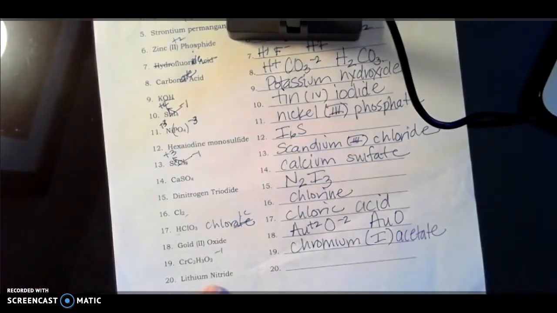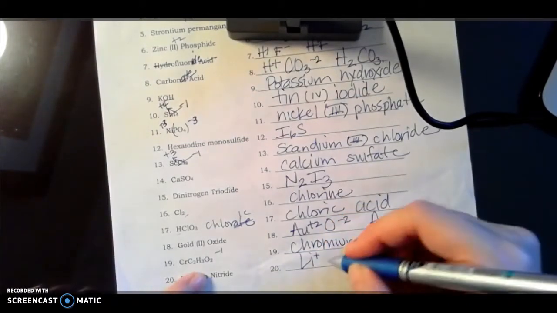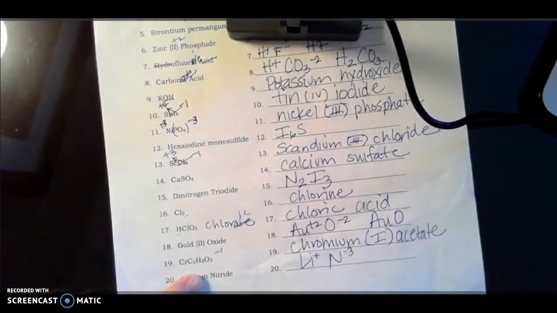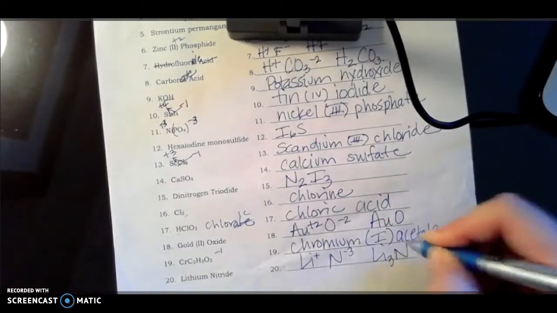And then lithium nitride. Lithium is +1. Nitride is nitrogen. Nitrogen has a -3. So when I swap and drop here, it's Li3N.